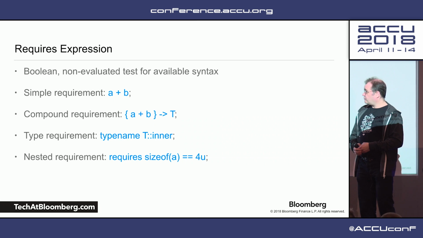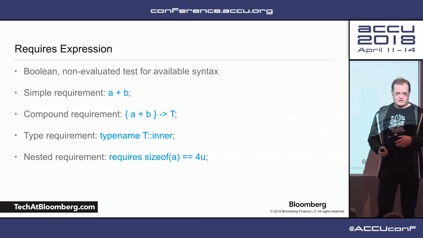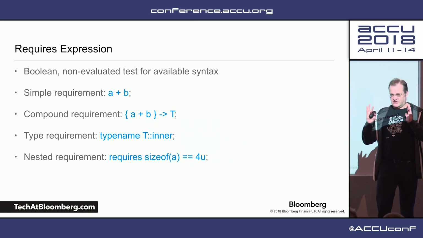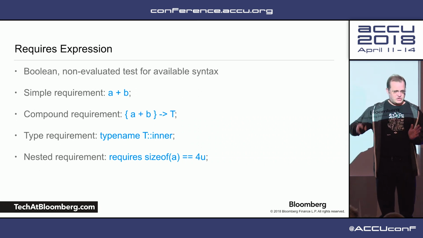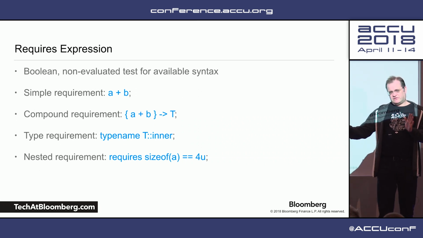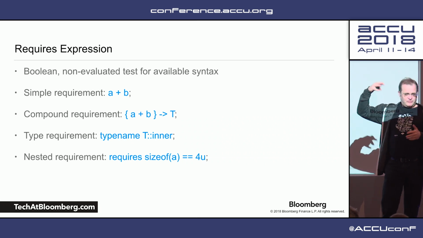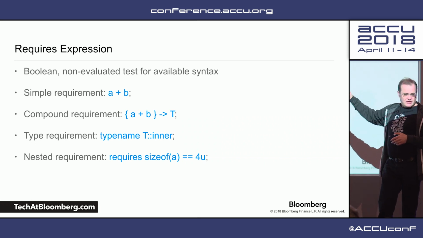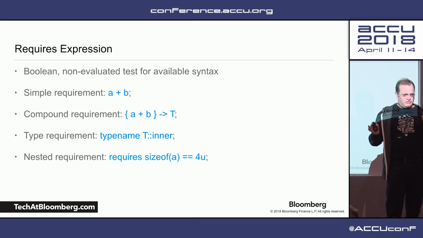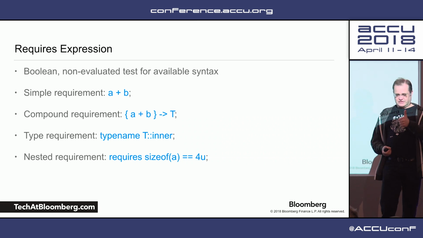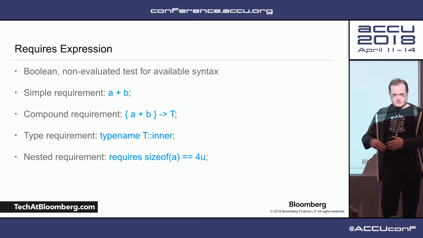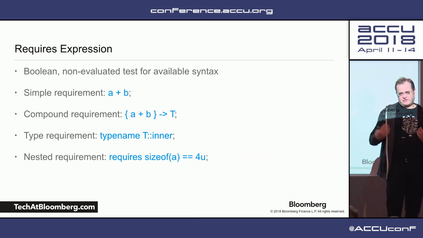The simplest way to do things is you can just write a simple requirement, which is literally just an expression. You just write an expression, semicolon, and what that means is this expression makes sense for the corresponding types of A and B. So if there's a plus operator for A and B, whatever it returns, we don't care about any of that. If the compiler knows what that is, this is okay. If anything in there is not okay, the compiler doesn't fail. It just says, no, this requirement is not met, it returns false.